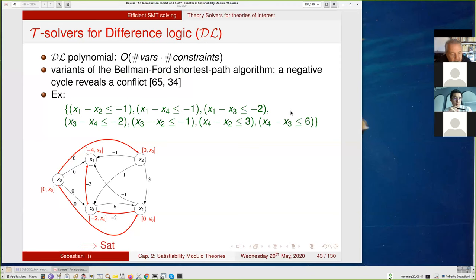And it substantially works as follows. You build a graph. In general, when you have a constraint in the form x smaller or equal than a constant, so with one single variable, you add a fake variable, x0, whose intended meaning is that the value of x0 is zero. It's what you call the source variable. If you have that x is greater or equal than 5, you can write this as x minus 0 greater or equal than 5. You call this fake variable x0, so to be zero, and this is written as x minus x0 greater or equal than 5.